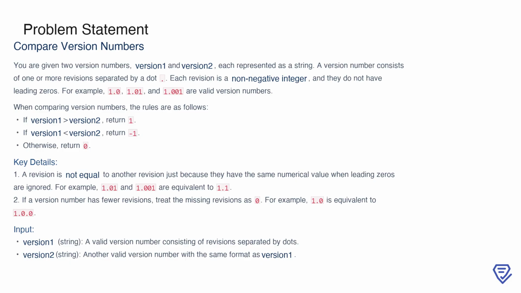Revisions are considered equal if their numerical values match when you ignore any leading zeros. For instance, the versions 1.01 and 1.001 are both equivalent to 1.1. Another important point is that if one version number has fewer revisions than the other, we treat the missing revisions in the shorter version as zeros. For example, 1.0 is considered equivalent to 1.0.0.